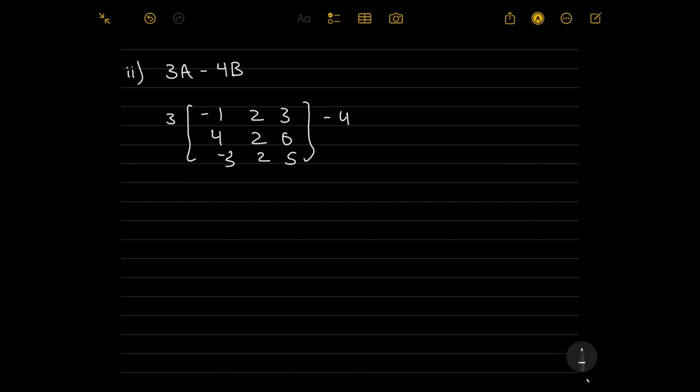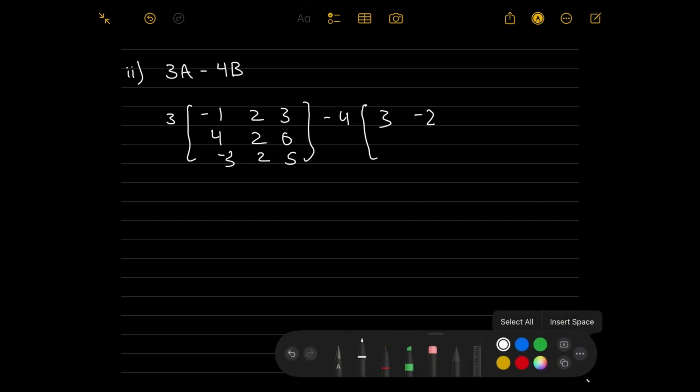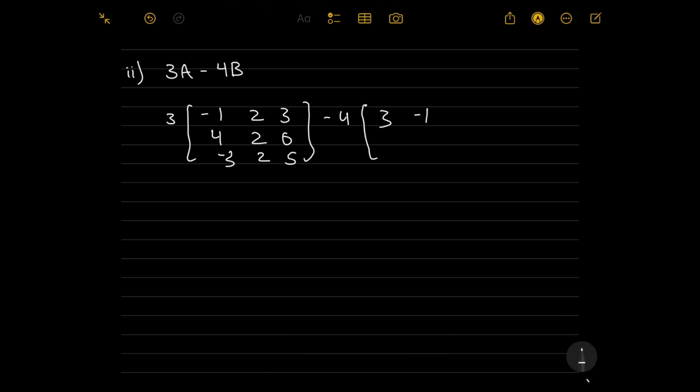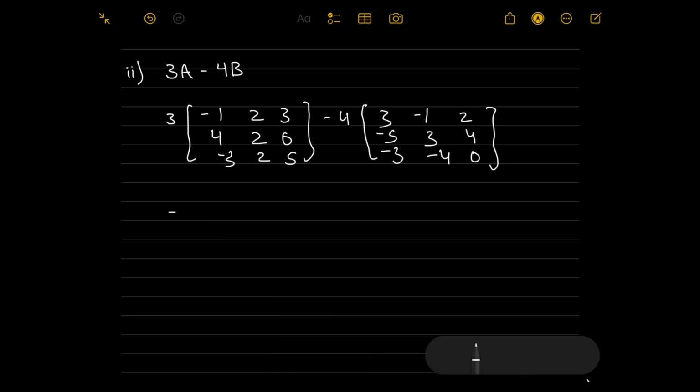Minus 4 into matrix B, which is 3, minus 1, minus 1, okay, minus 1 and 2, minus 5, 0. So this is the B matrix, multiplying 3 and 4 with A and B respectively. So 3, just multiply.